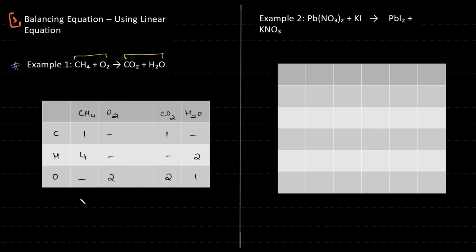Now, let's take up one of the easiest numbers over here, like say hydrogen, 4 and 2. What does balancing an equation mean? The number of atoms on the LHS has to be equal to the RHS. So how can I make this 4? I'll just multiply with 2, as simple as that. So I'll multiply this with 2.